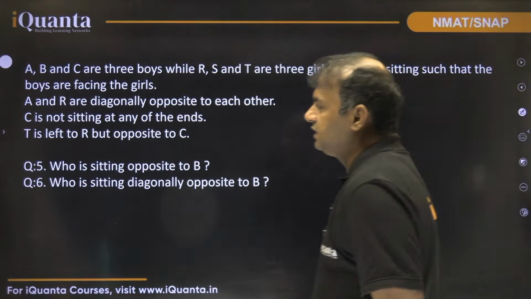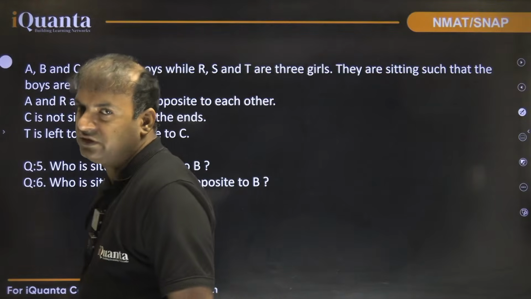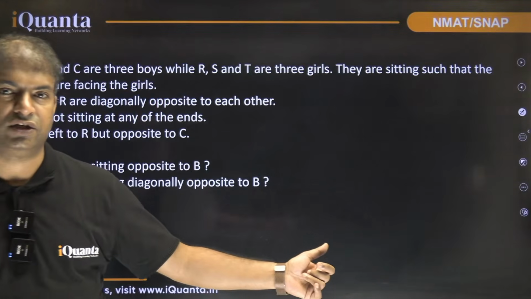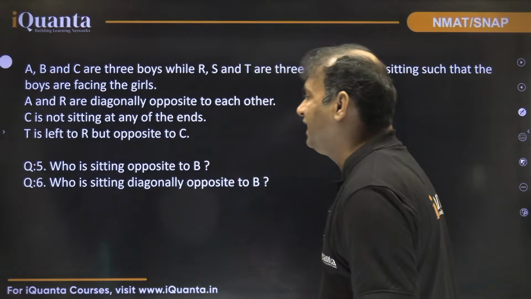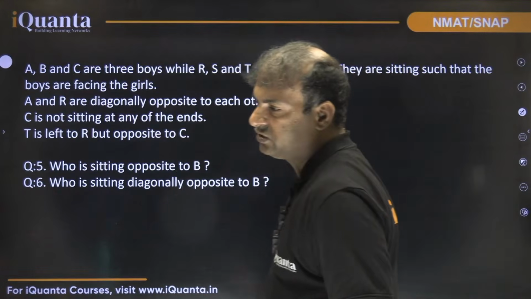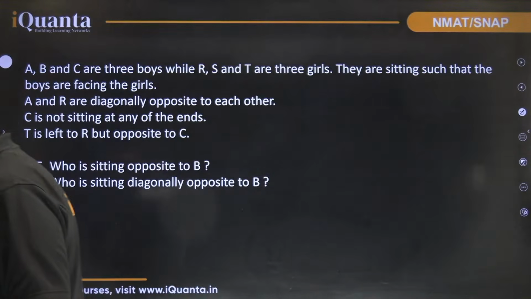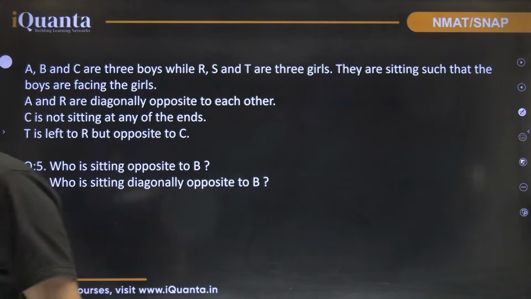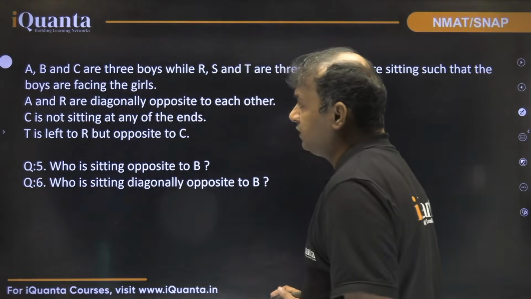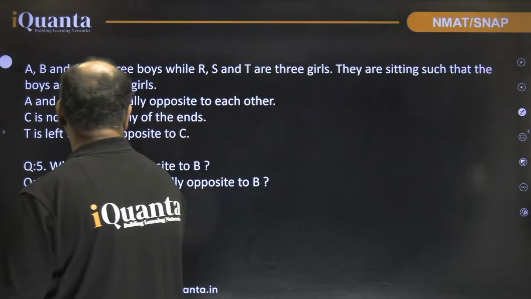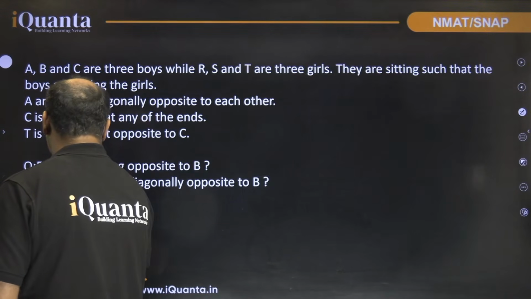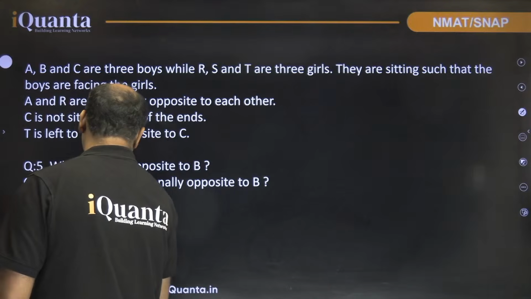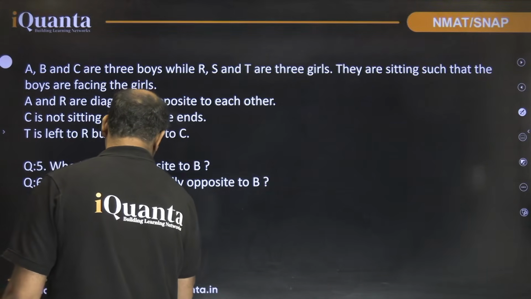Okay, so the next set is about the dual row, which I had told you in the beginning, in the introduction about the dual row arrangements, right? So the next set is about dual row, which I want you to explain. Alright, before solving this, guys, I want to tell you something about diagonally opposite.